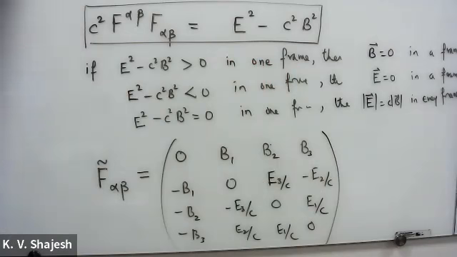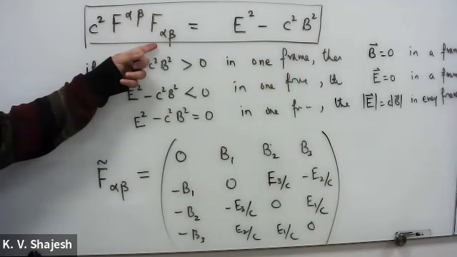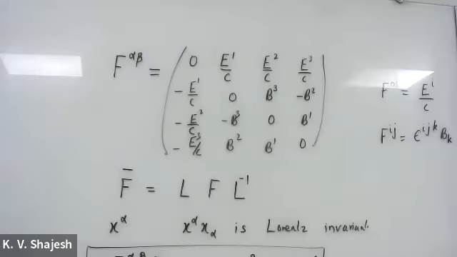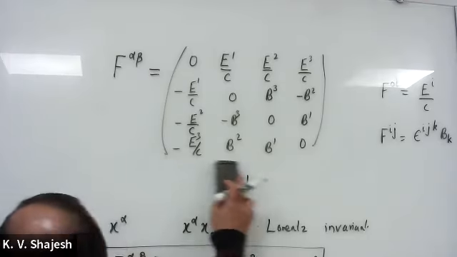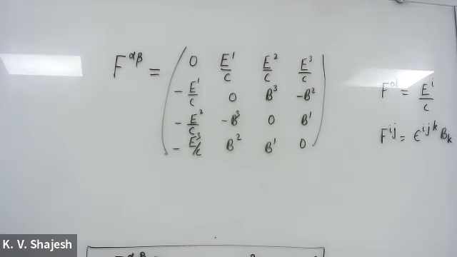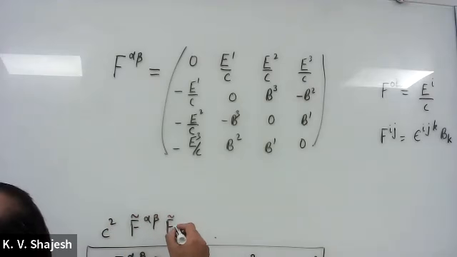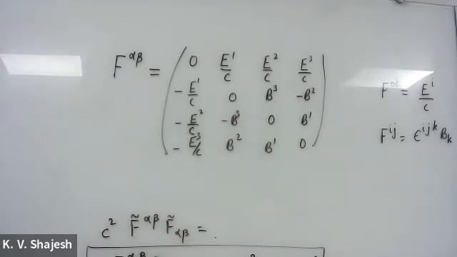Now that we have two tensors, earlier we constructed this, which was an invariant. Now that we have two tensors, we can construct more tensors. There are two more things we can construct. I can also construct, let's say, C squared F tilde alpha beta times F tilde alpha beta, which will also be a Lorentz invariant.